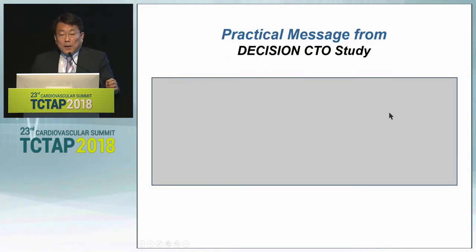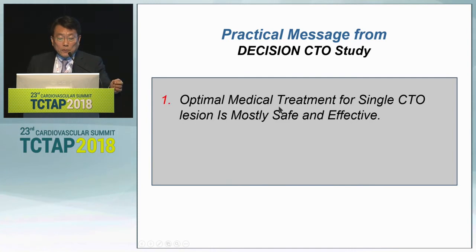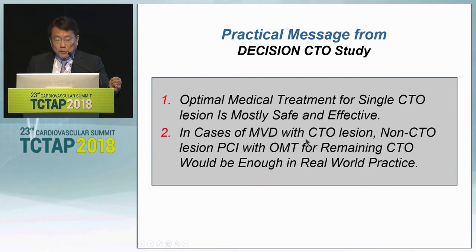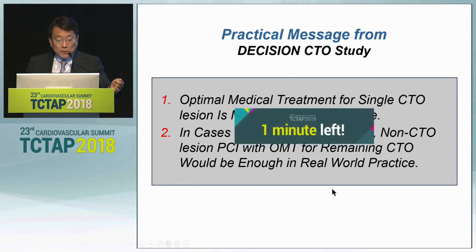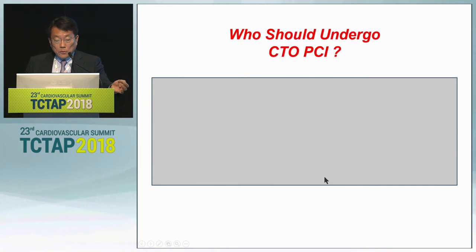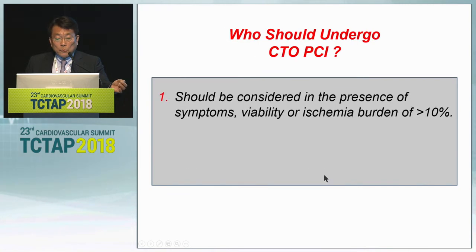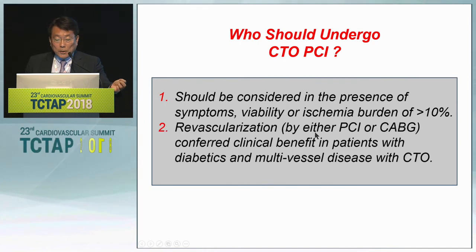So the practical message from our study is that optimal medical treatment for a single CTO lesion is mostly safe and effective. In case of multivessel disease with a CTO lesion, non-CTO lesion PCI with optimal medical treatment for the remaining CTO would be enough in real-world practice. Who should undergo CTO PCI? It should be considered in the presence of symptoms, viability, and ischemic burden of at least 10%, where revascularization comes with clinical benefit, in patients with diabetes and multivessel disease with a CTO.